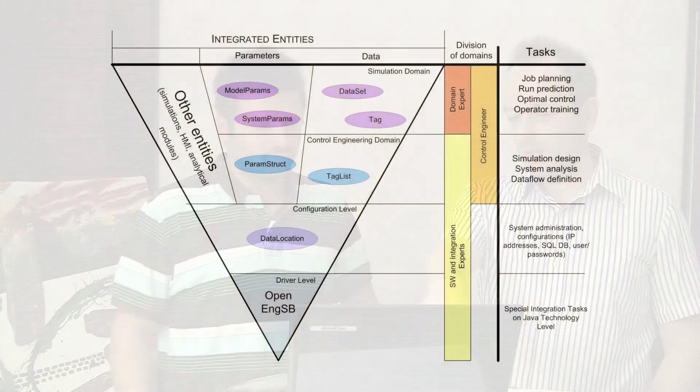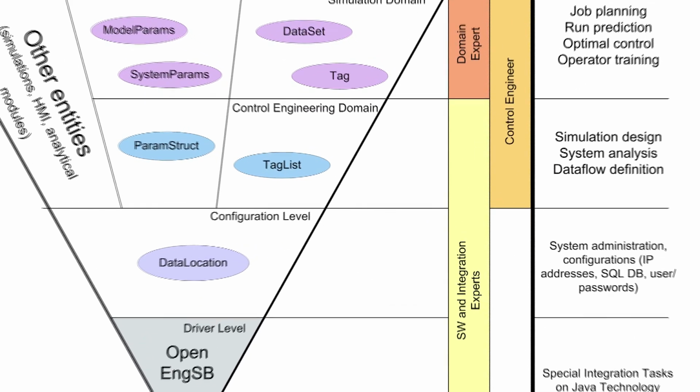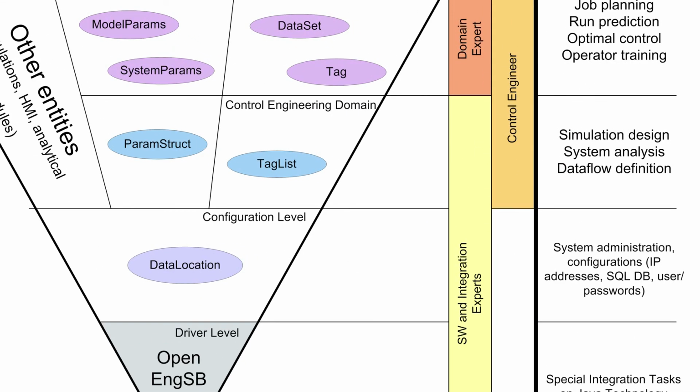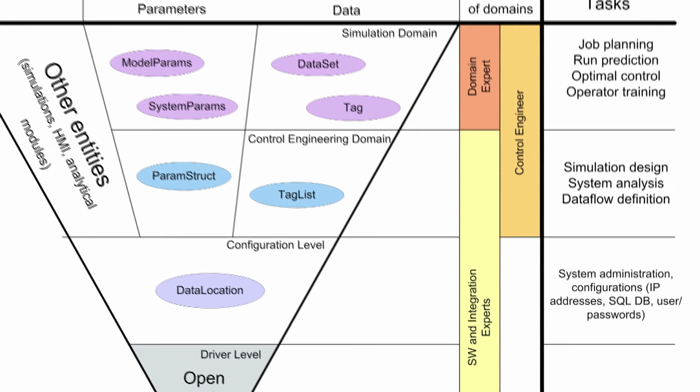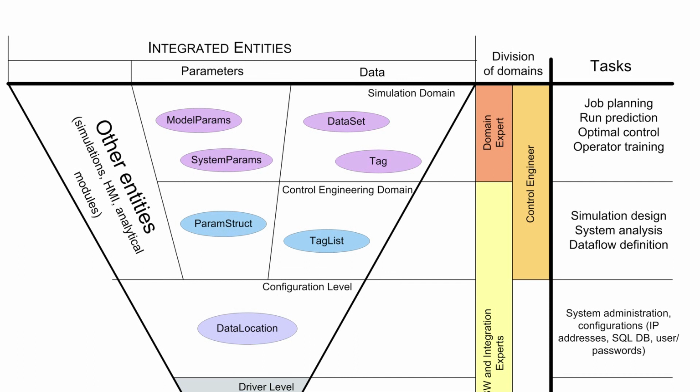So the configuration level, I think, is rather clear. So what are these two levels then? Our tasks are driven by two groups of users: the control engineer and the target user, or the final user. The control engineer is preparing the simulation design. He works on the system analysis and prepares the data flow definition. So his language is a little bit different from the final user, who knows how to control the target system, for instance, a water distribution network.